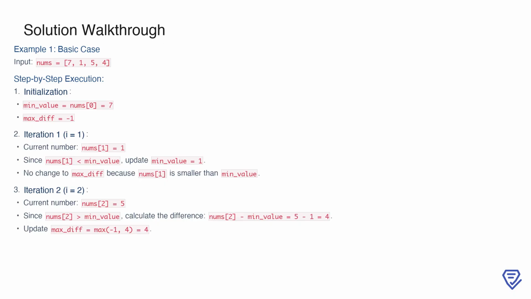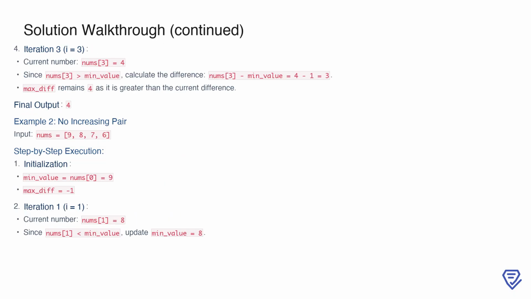Next, we move to nums[2], which is 5. This time, 5 is greater than min_value, so we calculate the difference, 5 - 1, which equals 4. This is larger than the current max_diff, so we update max_diff to 4.